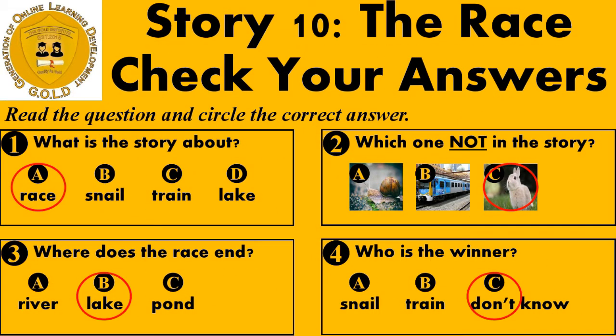The answers. Number 1. The story is about the race. Circle A. Number 2. Rabbit is not mentioned in the story. Circle C. Number 3. The race ends at the lake. Circle B. Number 4. We do not know who the winner is. Circle C.